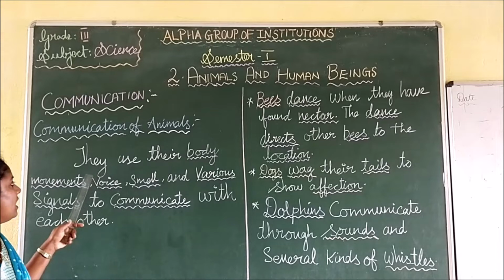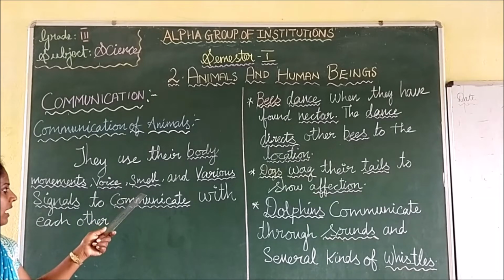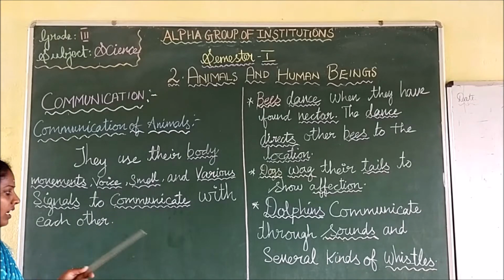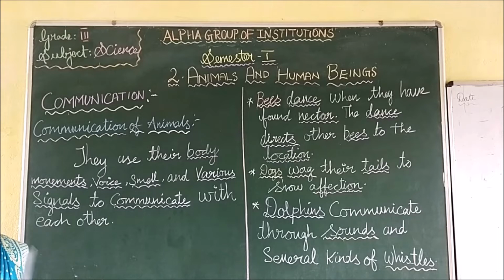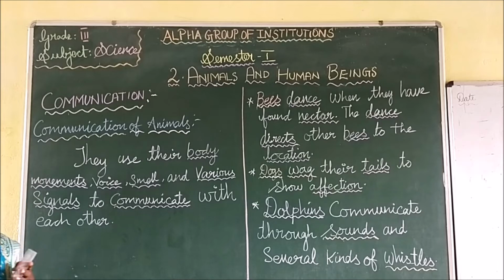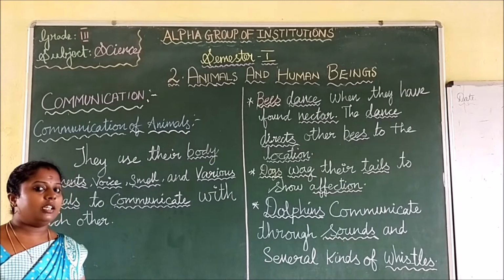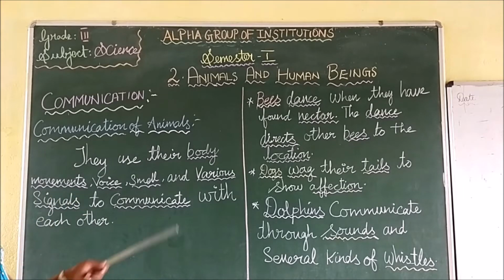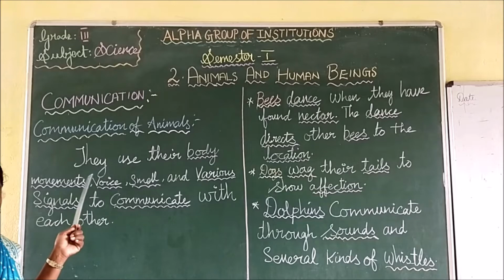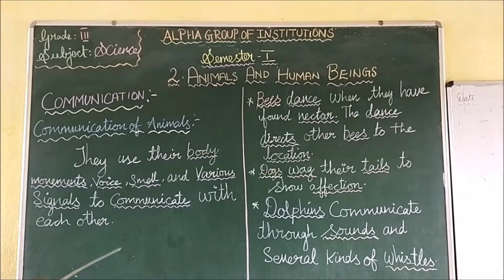So communication of animals. They use their body movements, voice, smell and various signals to communicate with each other. So how do human beings communicate? Human beings communicate by speaking, then writing, drawing and showing with body language. When we come to animals, they use their body movements, voice by giving sound, smell by sensing their smell sense, and various signals to communicate with each other.